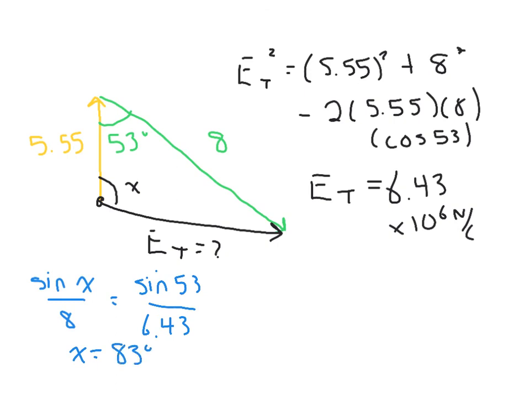So my diagram's not quite to scale. That black line, that E total, would actually be pointing north 83 degrees east. If I write all that out nice and neat, hopefully you followed the math of it. The value of the electric field is 6.43 million. Its units are newtons per coulomb. After doing the trig, the angle is 83 degrees, and that was rotated away from straight north. So north 83 degrees towards the east.